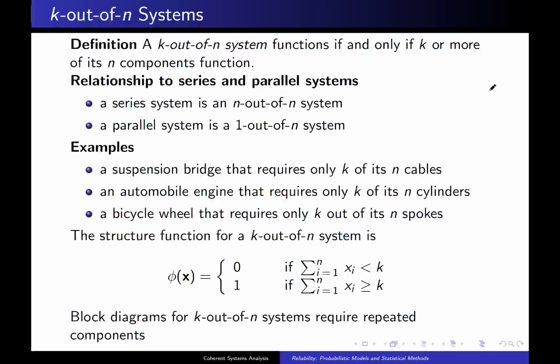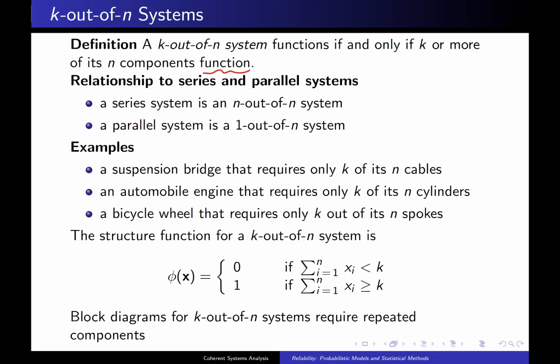The two types of systems that we've seen so far are series systems and parallel systems. We now present something called a K out of N system, and a K out of N system generalizes a series system and a parallel system. So here's the definition. A K out of N system functions if and only if K or more out of its N components function.